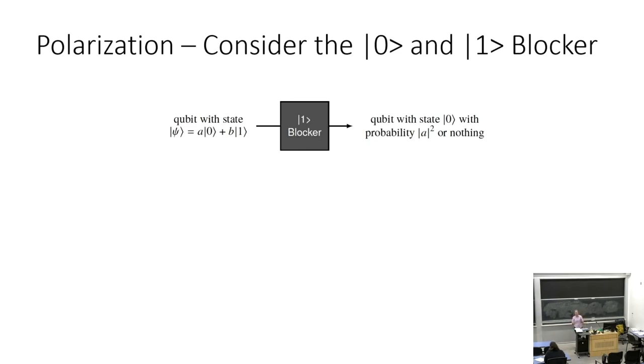So let's consider a general quantum state for one qubit in the computational basis. We have psi equals A|0> plus B|1>. We're going to pass that qubit through a series of procedures and see what comes out the other side. The first thing we're going to do is pass our qubit through this thing called a one blocker. So I take my qubit, in A|0> plus B|1>, and pass it through the one blocker, and with probability A squared, the qubit will emerge on the other side, and it will have state 0.